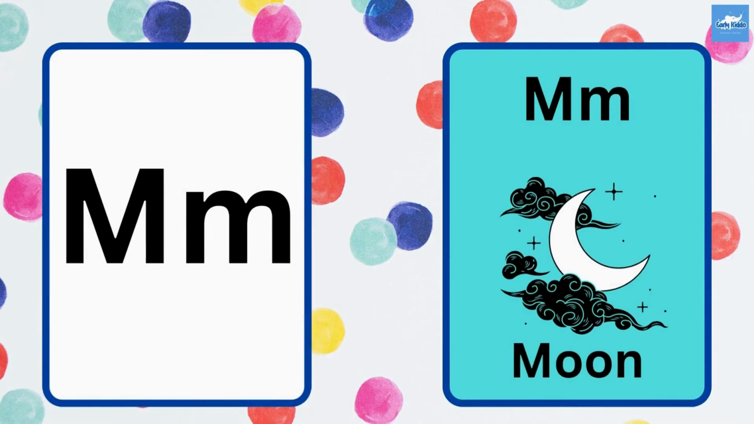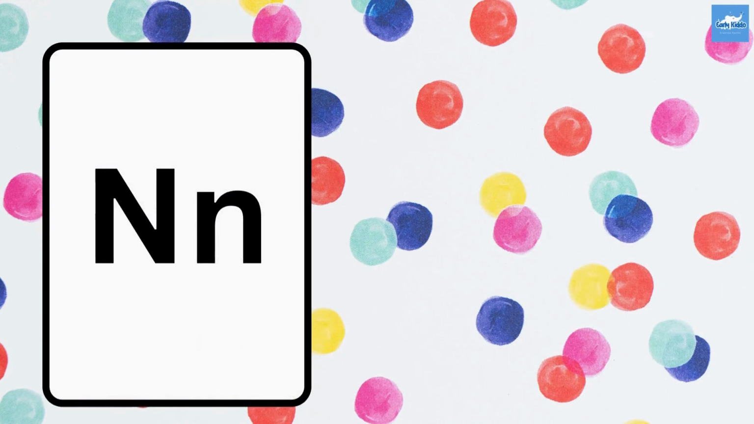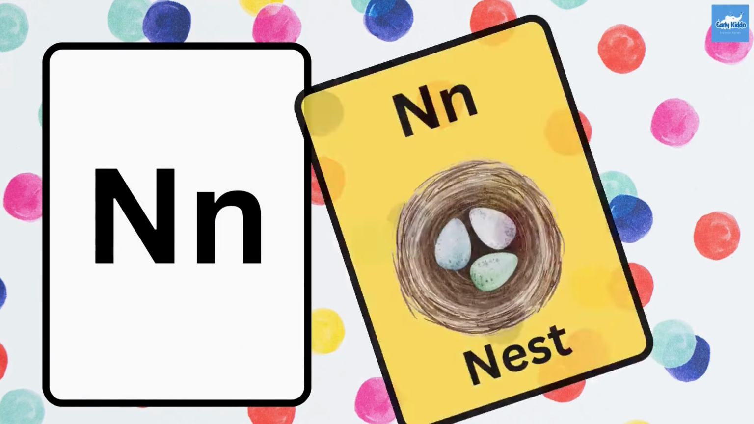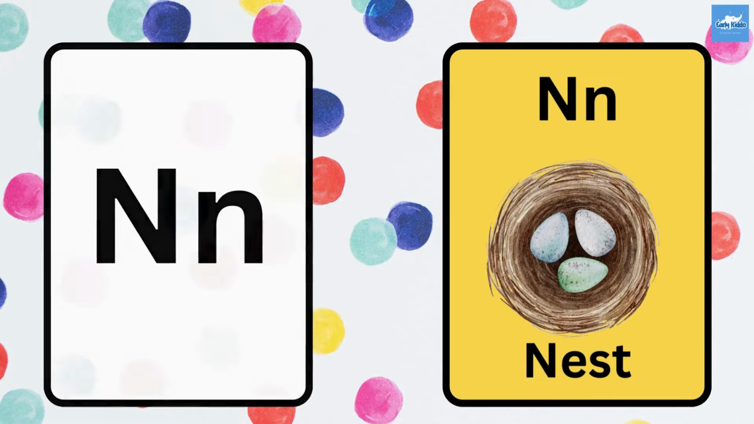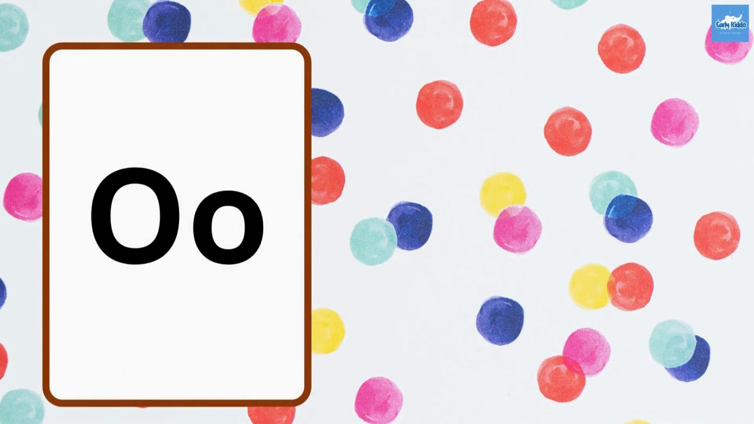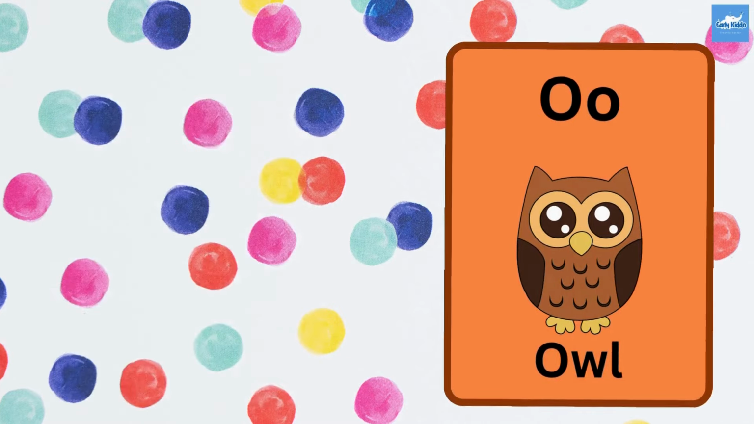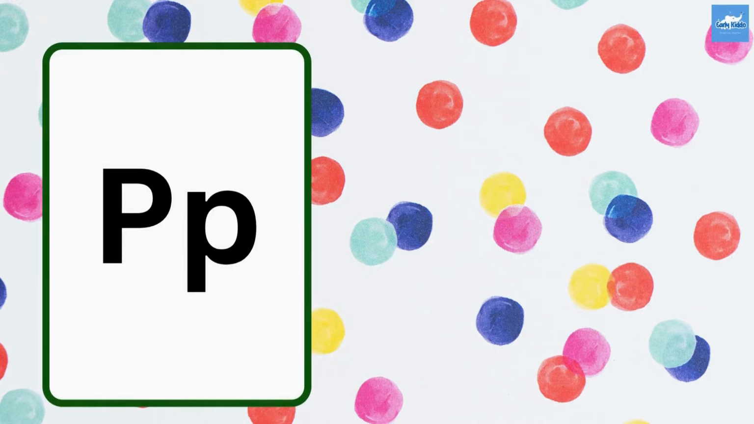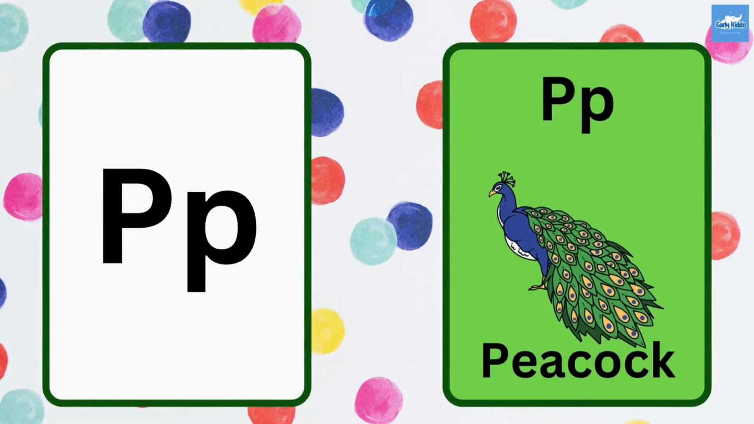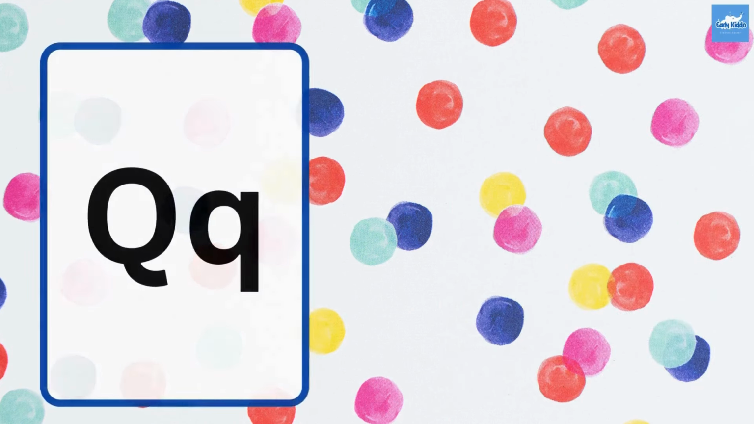Letter M. M for moon. Letter N. N for nest. Letter O. O for owl. Letter P. P for peacock. Letter Q.